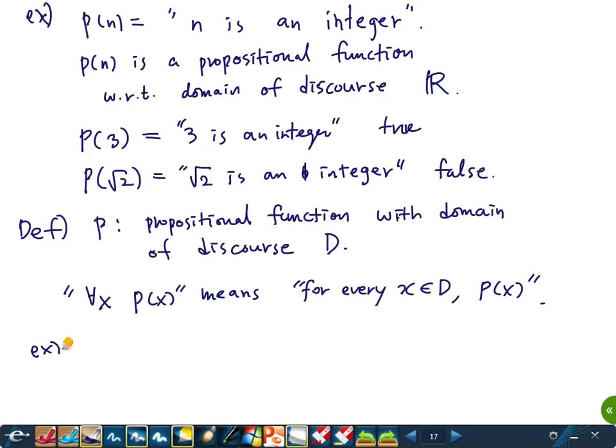Example. For all x, the statement is like this, where the domain of discourse is R. What this means is that for every x in D, which is the set of real numbers, x squared is greater than or equal to 0. Is this a statement? Proposition? Yes, it is a proposition. Do you think it's true? For all real numbers, its square is greater than or equal to 0. Yes, it's a proposition and it's true.